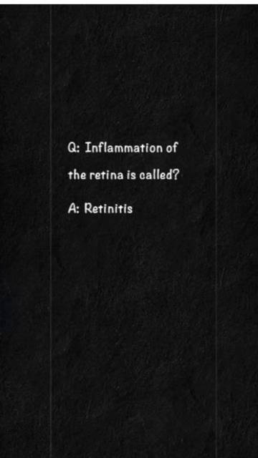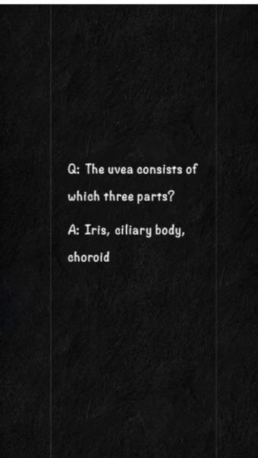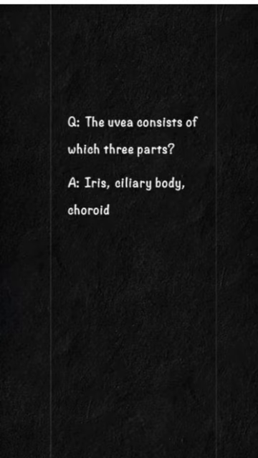Then questions from the eye and ear. Inflammation of the retina is called retinitis. That itis means inflammation. So inflammation of the retina is called retinitis. The uvea consists of which three parts? Answer, iris, ciliary body, choroid.